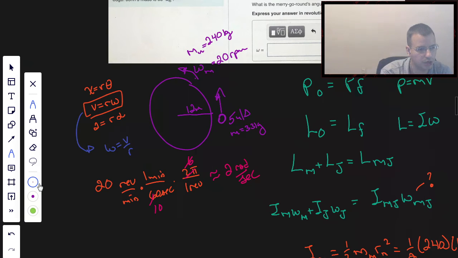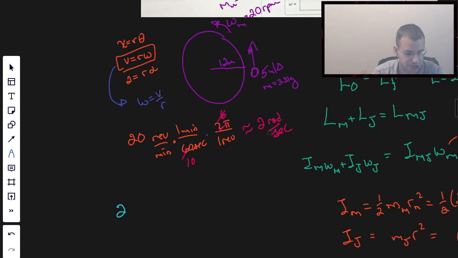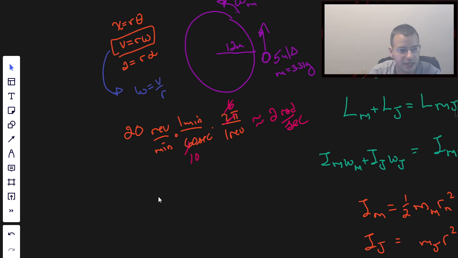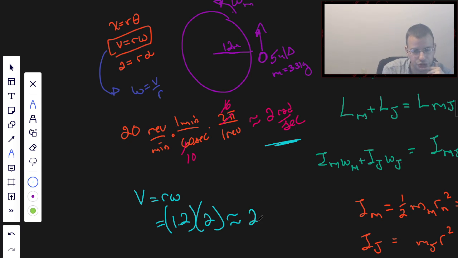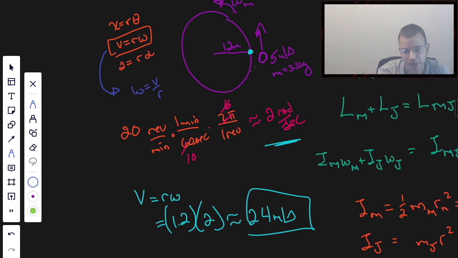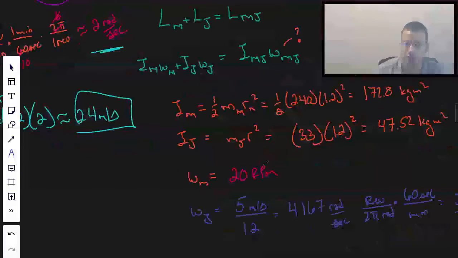Actually, I want to check that real quick since I've got a second. So if I convert the angular speed of 20 RPMs to radians per second, I already did that, and I get 2 radians per second. So v equals r omega. So the radius is 1.2 times 2. That's about 2.4 meters per second. So the merry-go-round is only spinning at the edge right here at about 2.4 meters per second. John is running at 5 meters per second. So it makes sense that the whole system would speed up.